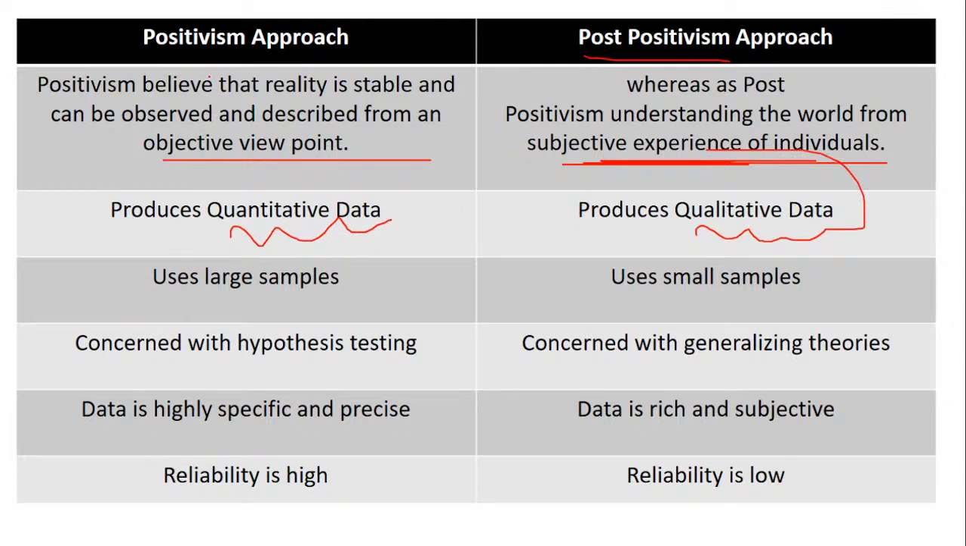Positivism can use large samples, whereas post-positivism goes with small samples. Positivism is concerned with hypothesis testing, whereas post-positivism is concerned with generalizing the theories. Data is highly specific and precise in positivism, whereas in post-positivism it is rich and subjective. Reliability is high when it comes to positivism, and when it comes to post-positivism it is low.